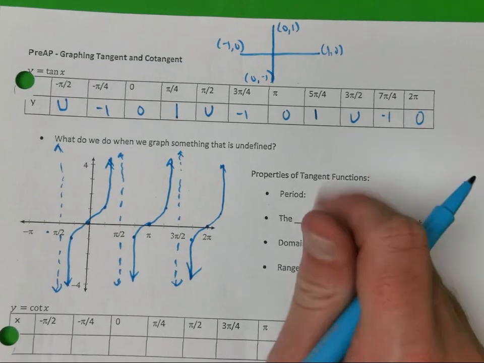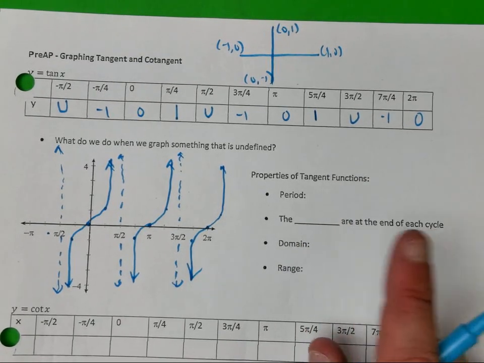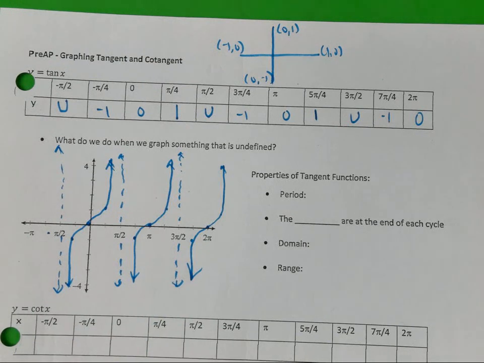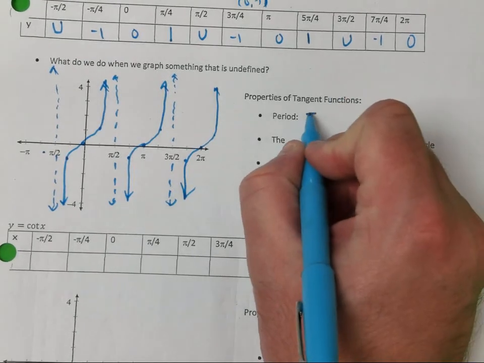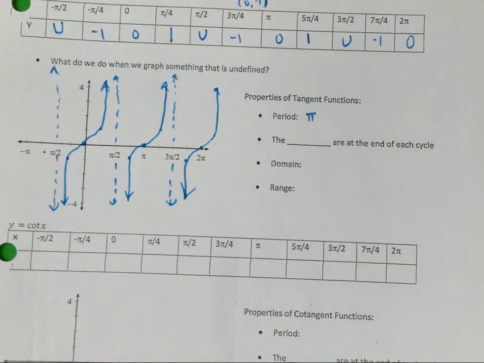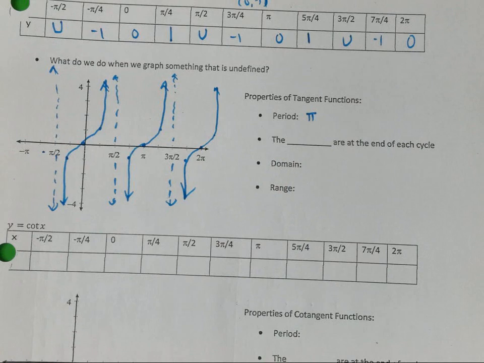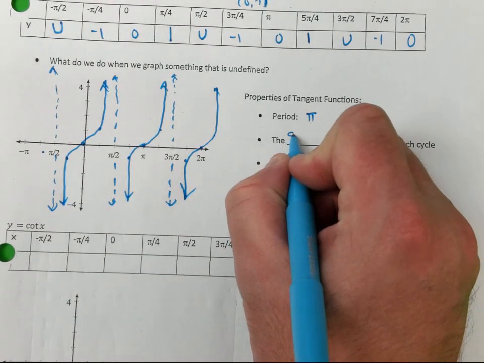Alright, the period. Now, sine and cosine, I gave you a moment to look at that and make sure you understood that. You know, the period for sine and cosine is 2 pi. That goes with cosecant and secant as well. But for tangent and cotangent, your period is pi. The blank hole at the end of each cycle, that's the asymptote.